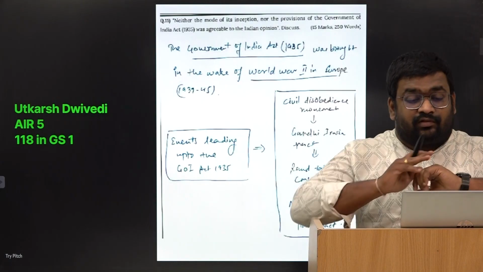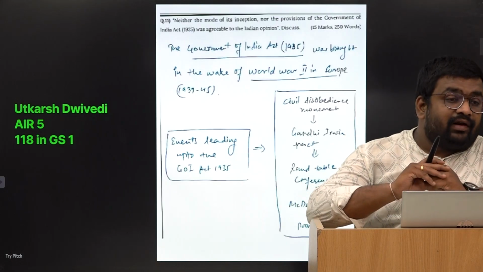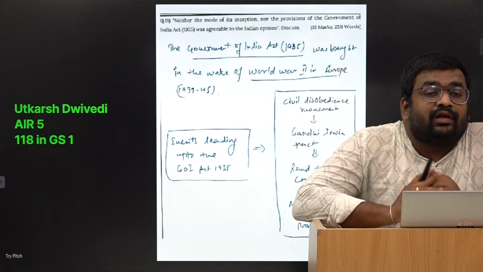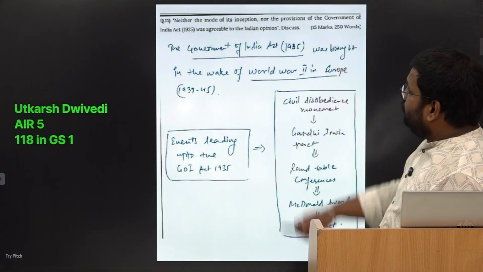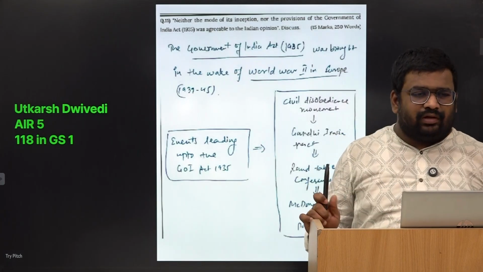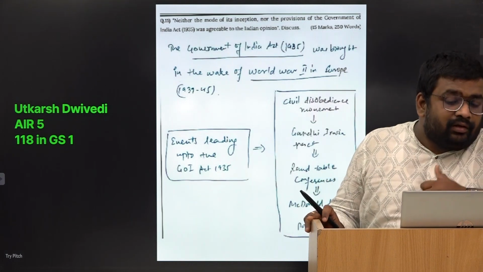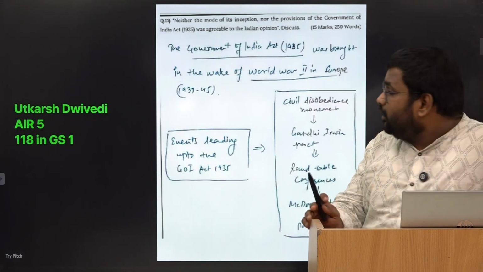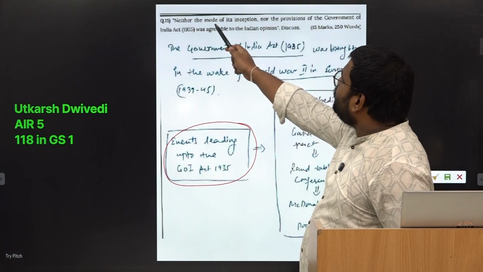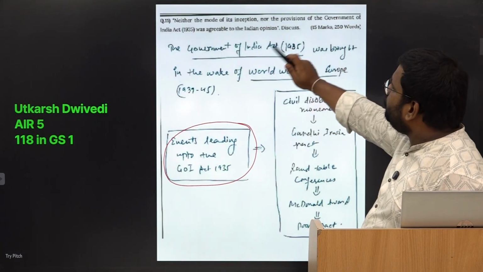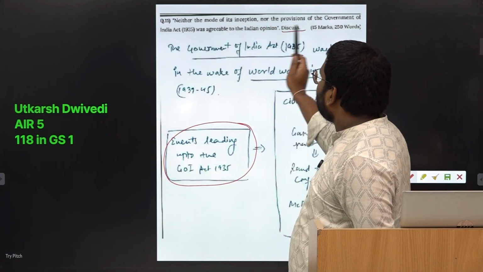If you see his answers specifically of modern history or any other paper, wherever there is any kind of question related to the freedom movements, or any topic related to modern history, before moving on to the core demand, after the introduction, what he simply did, he provided the background of that. For example, this question is: neither the mode of inception nor provisions of Government of India Act 1935 were agreeable to Indian opinion. Discuss.